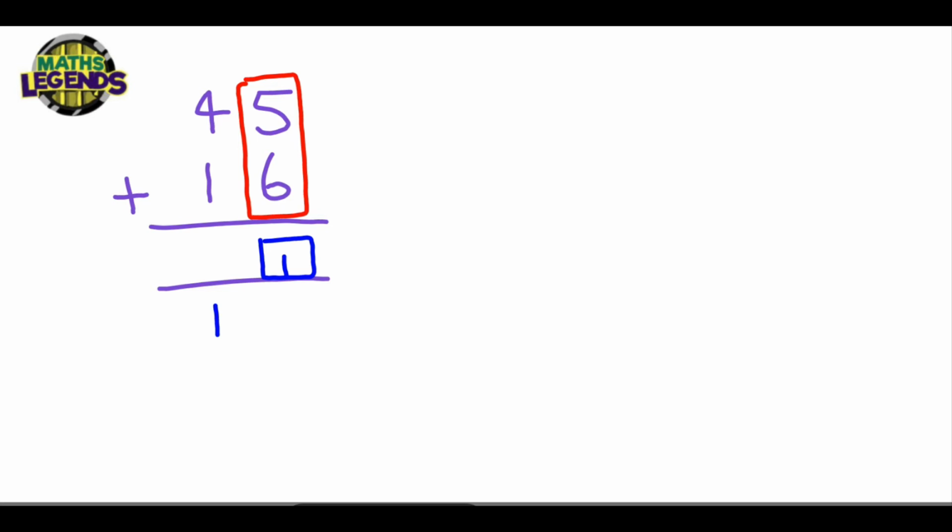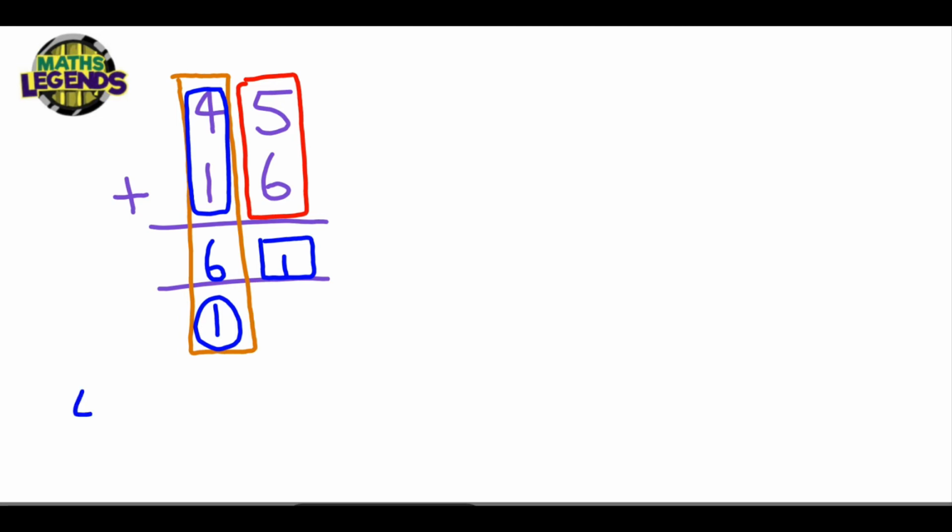We then look at the next column. Now here we're interested in the whole thing. So we're adding in the whole thing, including the 1 at the bottom. So we've got 3 numbers to add. So 4 add 1 is 5, and adding this additional 1 gives us 6. So the answer here is 61. So 45 add 16 equals 61.